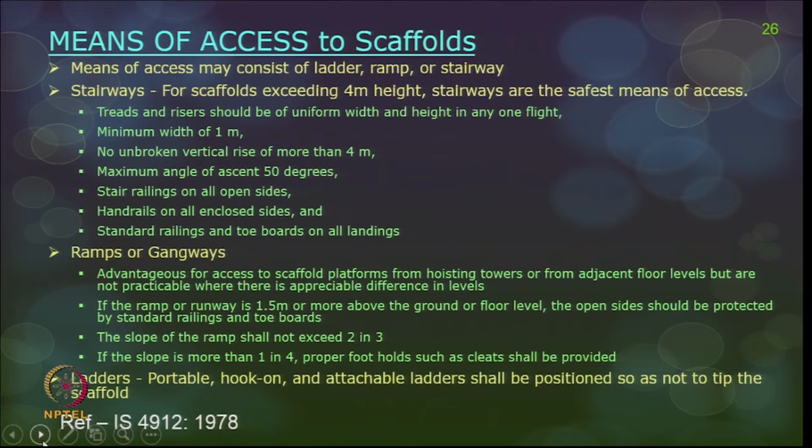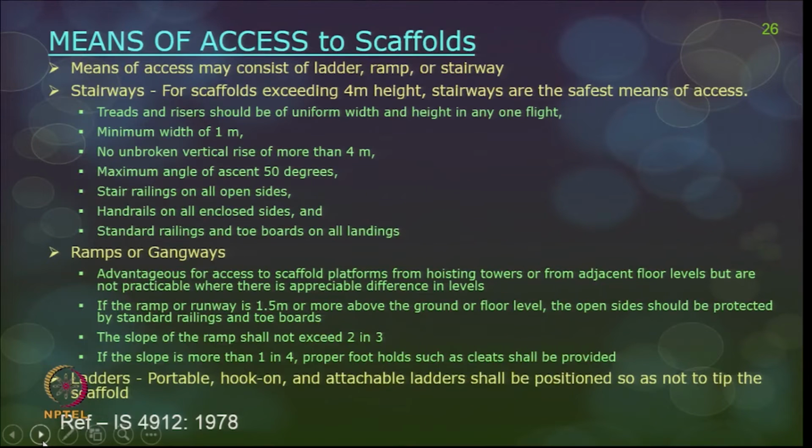If the slope is more than 1 in 4, in the sense that horizontal is 4 and vertical is 1, if it is more than that, then there should be proper fall protection on either side, or the ramp should also have cleats at places, so that it creates friction for the movement of material and people. The last option is ladders.